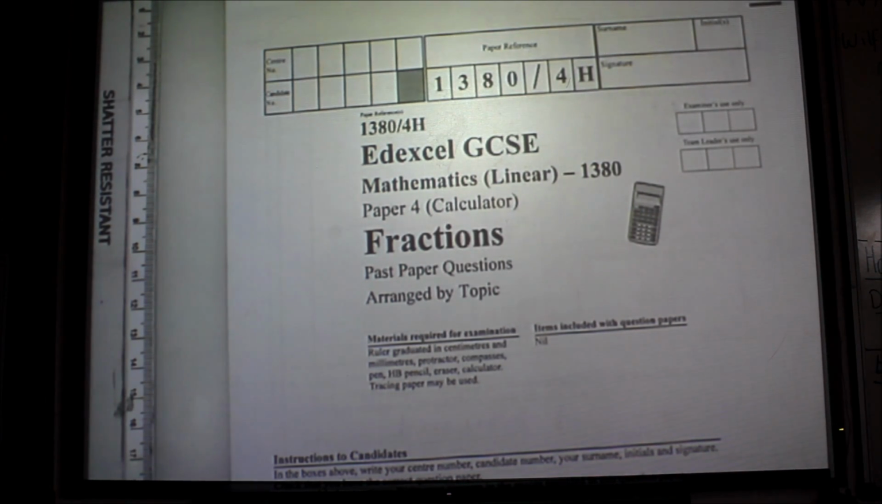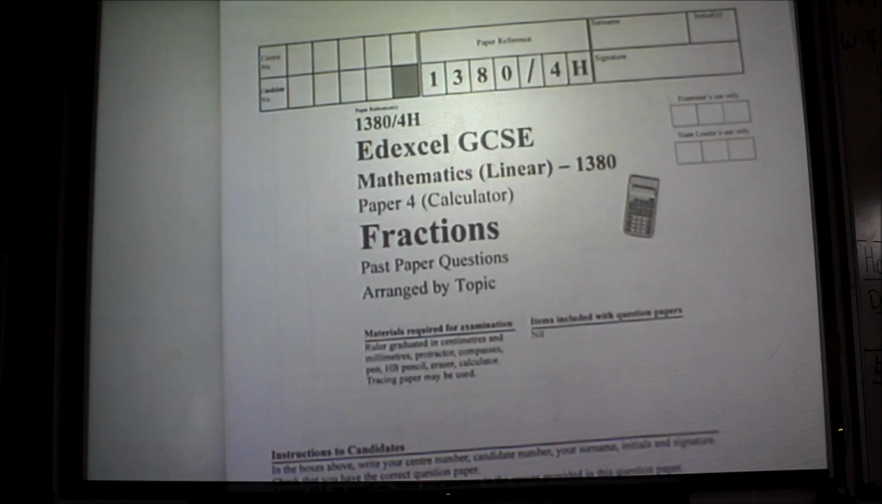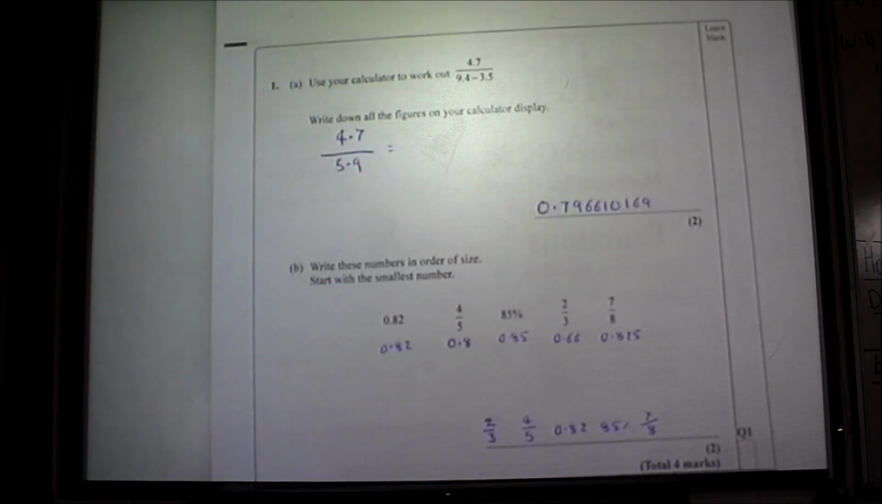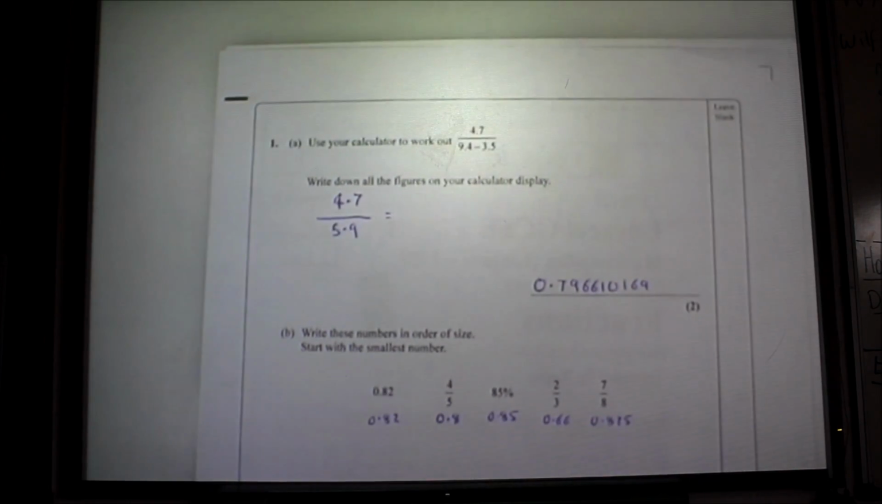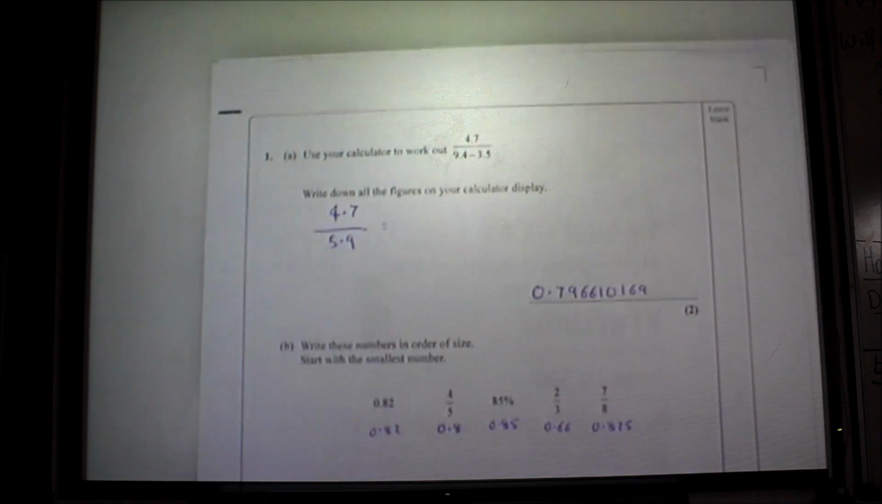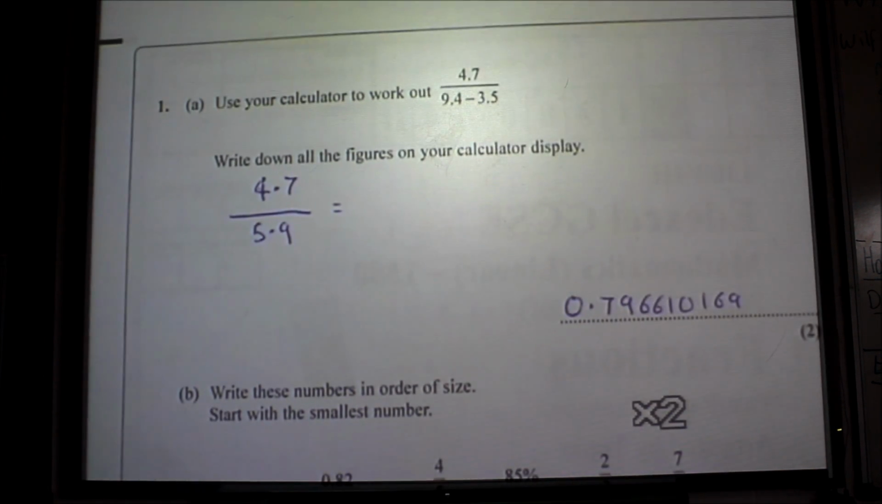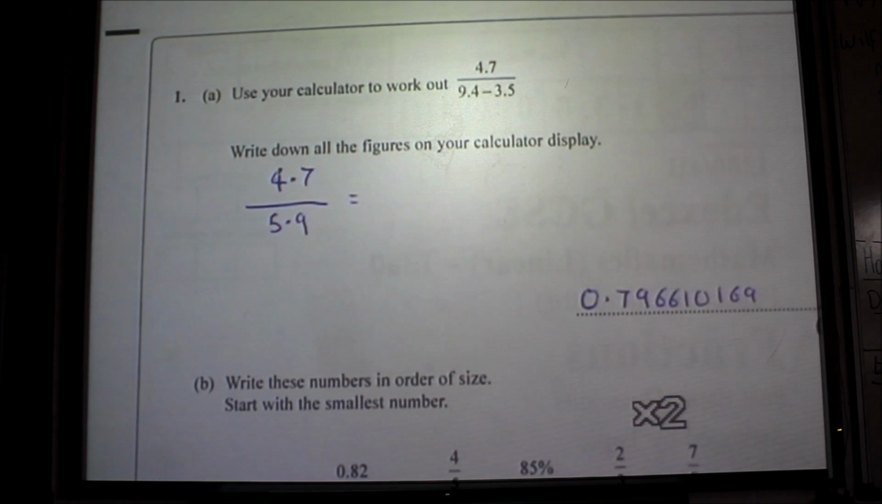Past exam questions on fractions. Question number 1. Use your calculator to work out 4.7 divided by 9.4, take 3.5. Write down all the figures. Fairly obvious. There you go.